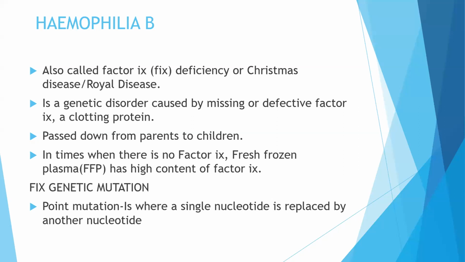We have a few gene mutations in hemophilia B. These include point mutations, where a single nucleotide is replaced by another nucleotide that is not supposed to be read, so the patient ends up having hemophilia.